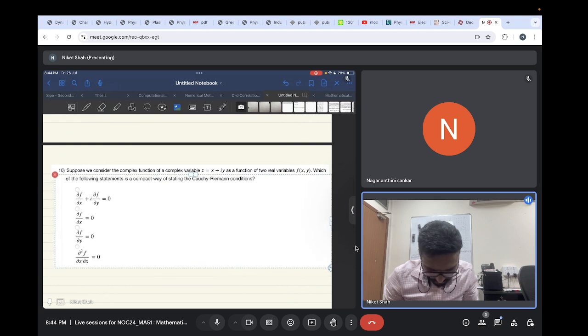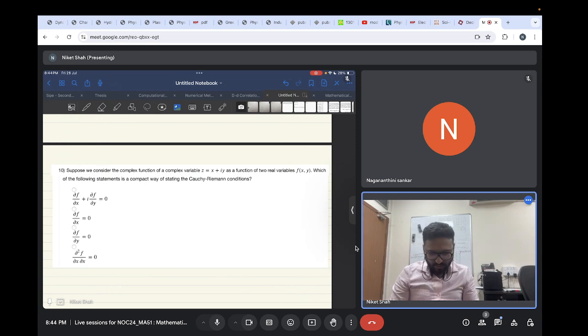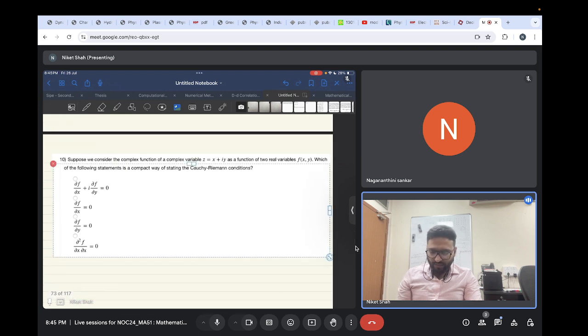So this is your question. Let's put it up like this. Suppose we consider a function of a complex variable z as a function of two real variables x and y. That's what we generally do. Which of the following statements is a compact way of stating the Cauchy-Riemann conditions? The statements are given here, and there is only one correct answer clearly.